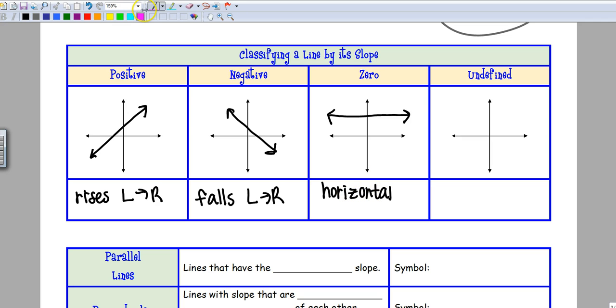Let's say that this y-intercept right here is (0, 5). The equation of this line would be y equals 5 because your slope is 0. Undefined looks like this. This is always a vertical line. Okay, so vertical lines have an undefined slope. Let's say this is (-7, 0). The equation of this line would be x equals -7.